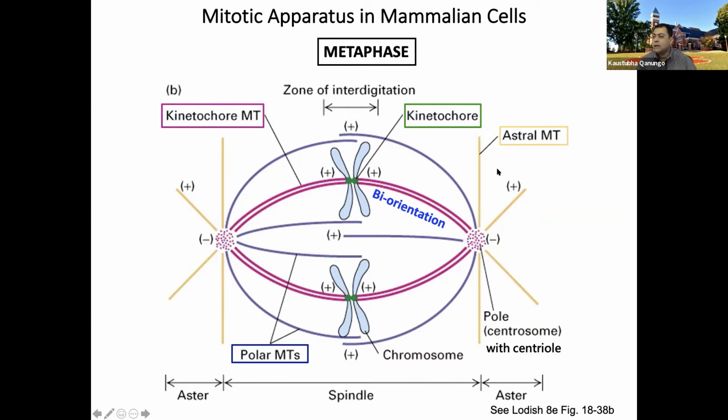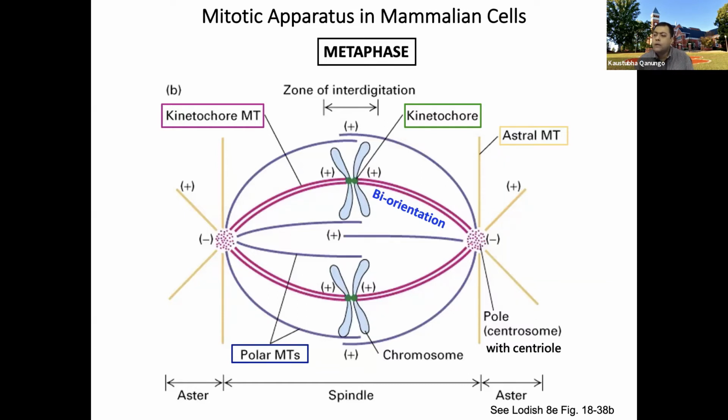And then you have the last one. From the pole, there will be a bunch of microtubules which extend towards the plasma membrane, or towards the periphery of the cell, which are in yellow. These are called the astral microtubules. And these are actually responsible for elongating the cell, or making the cell bigger. And we're going to talk about each one of them.